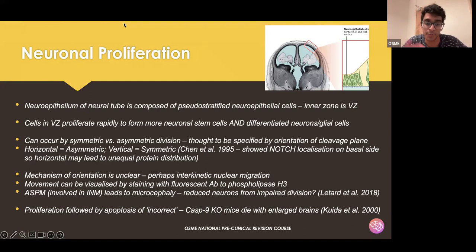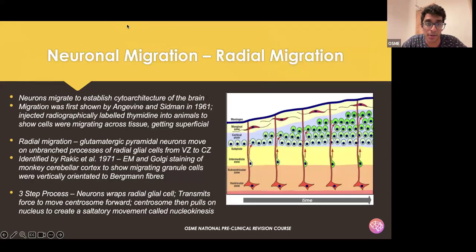Apart from proliferation, it's also important that we have apoptosis post-proliferation, because lots of neurons are produced and only a few of them are actually needed to form your mature brain. The importance of apoptosis was shown by a study by Kuida et al. 2000, where they knocked out one of the caspases, which drive apoptosis, and showed the mice have enlarged brains.